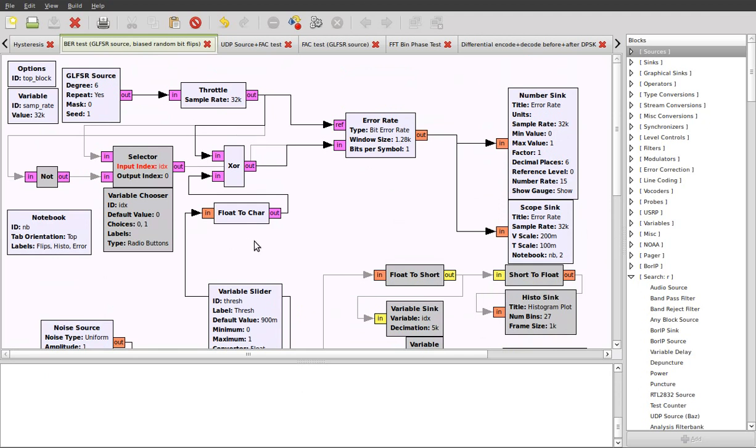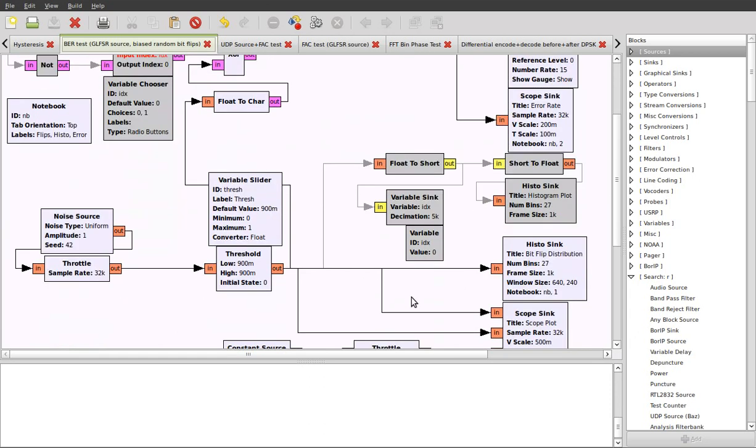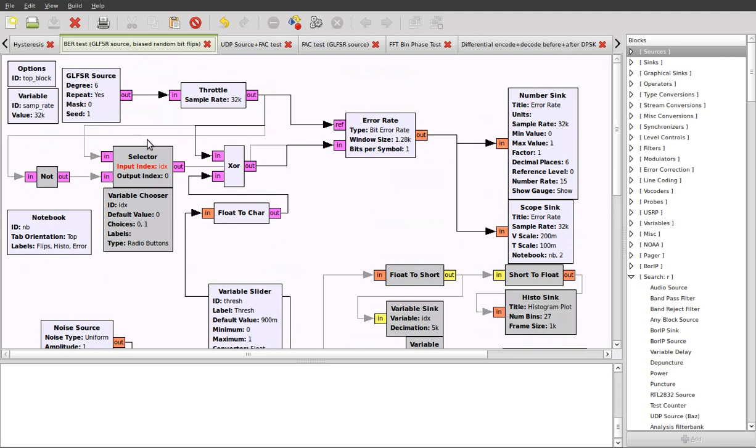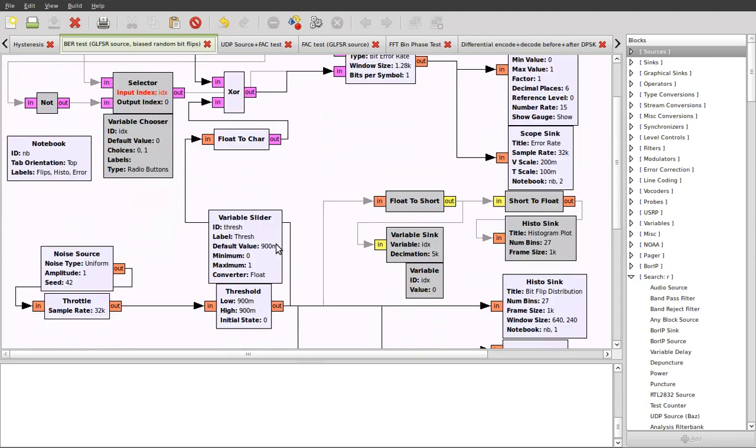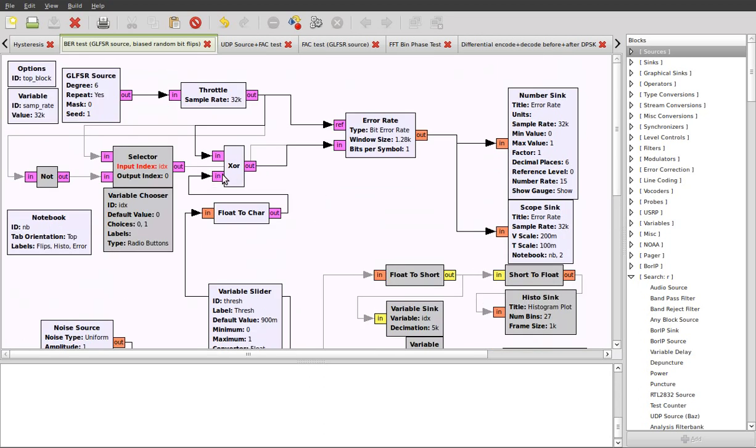Before I run it, just remember that you have to ensure that the types are compatible. Because down here we're dealing with real types, real floating point types, and here we're dealing with bytes, you need to use the float to char, because the threshold will produce ones and zeros in floating point format, and it needs to be bytes for the XOR block. So we use float to char to convert from the floating point representation of 1 and 0 to the byte. And because we said before that we're only using 1 bit per byte, the value of 1 and 0 fit nicely, of course, in the first least significant bit. Let's run this now.